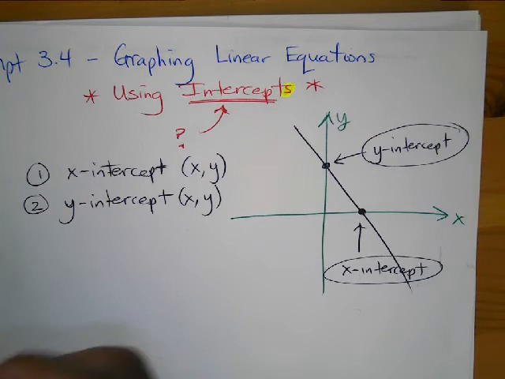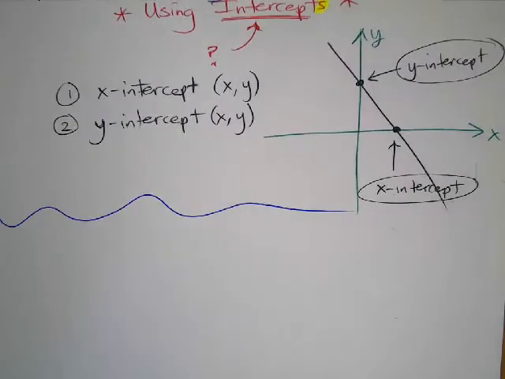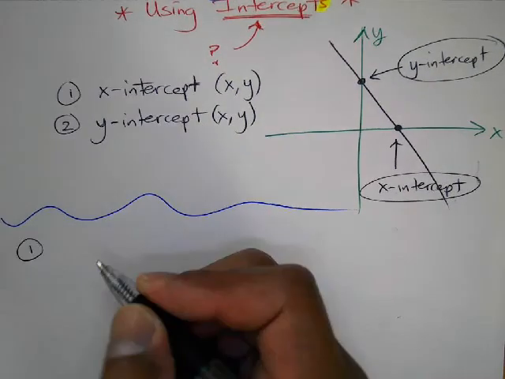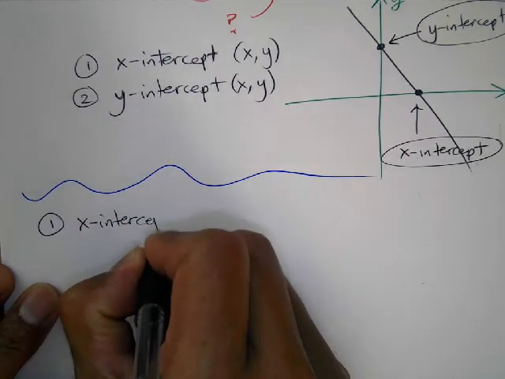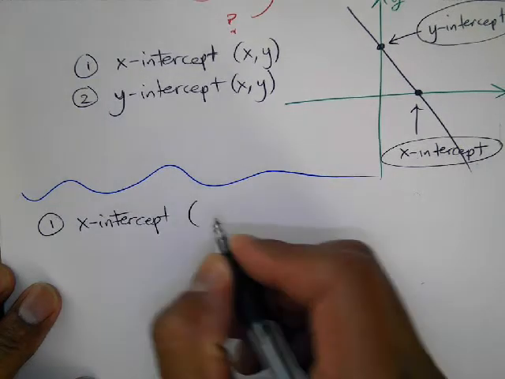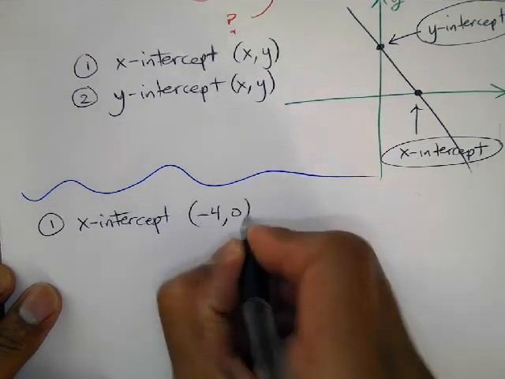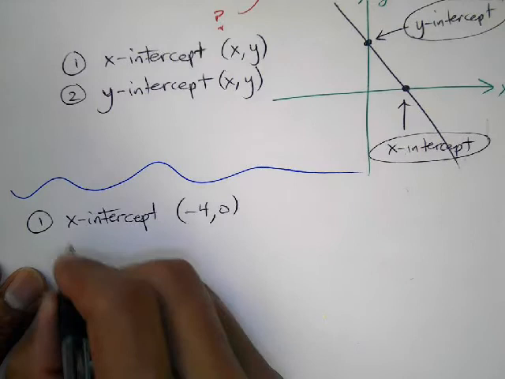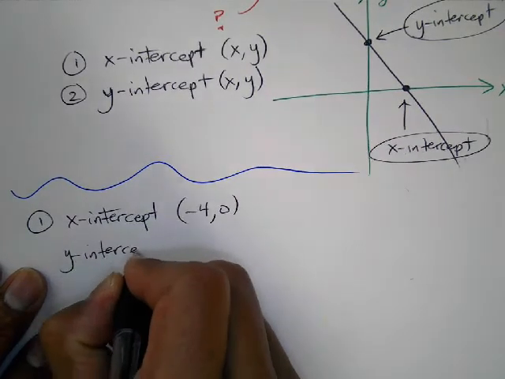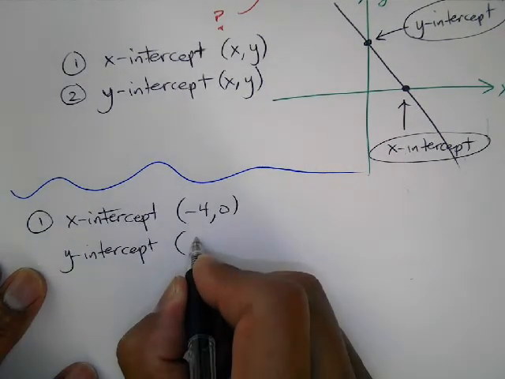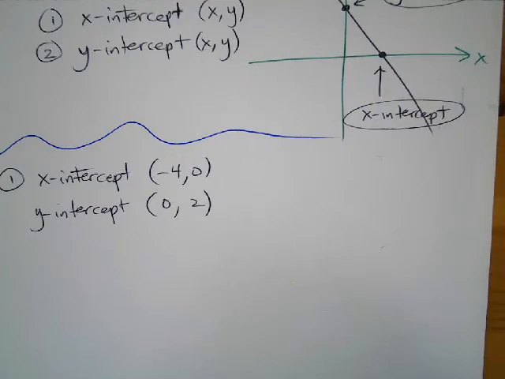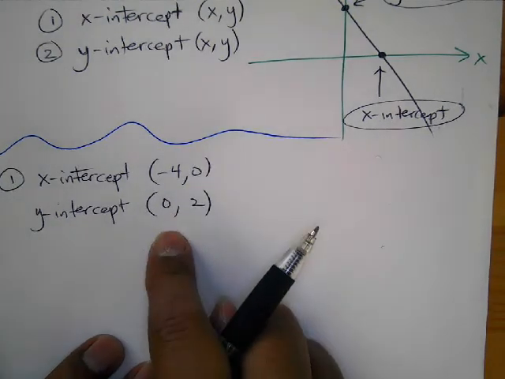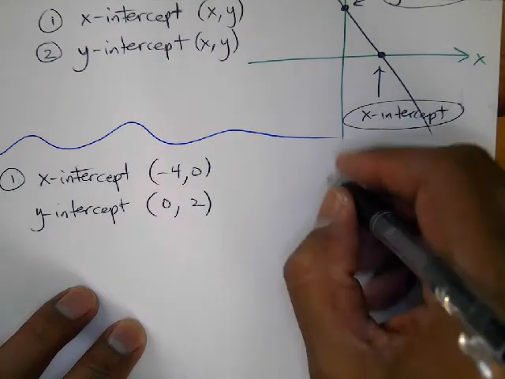Okay, so let me give you an example. I'll make this first one easy, and I'm going to go ahead and give you the two intercepts. So number 1, let's say my x-intercept is (-4, 0) and your y-intercept is (0, 2). How are you able to graph a line just knowing these intercepts? Well, very easy. Remember, this is a coordinate and this is a coordinate.